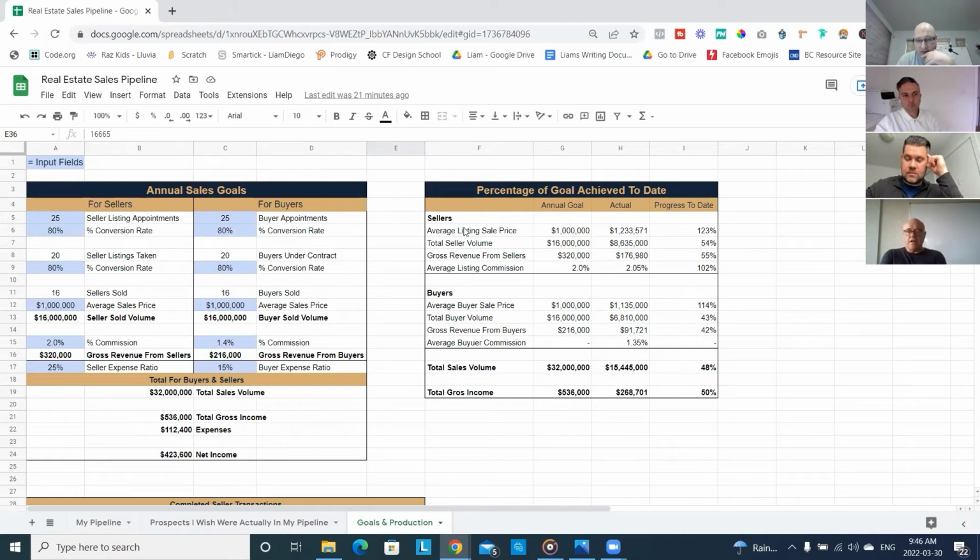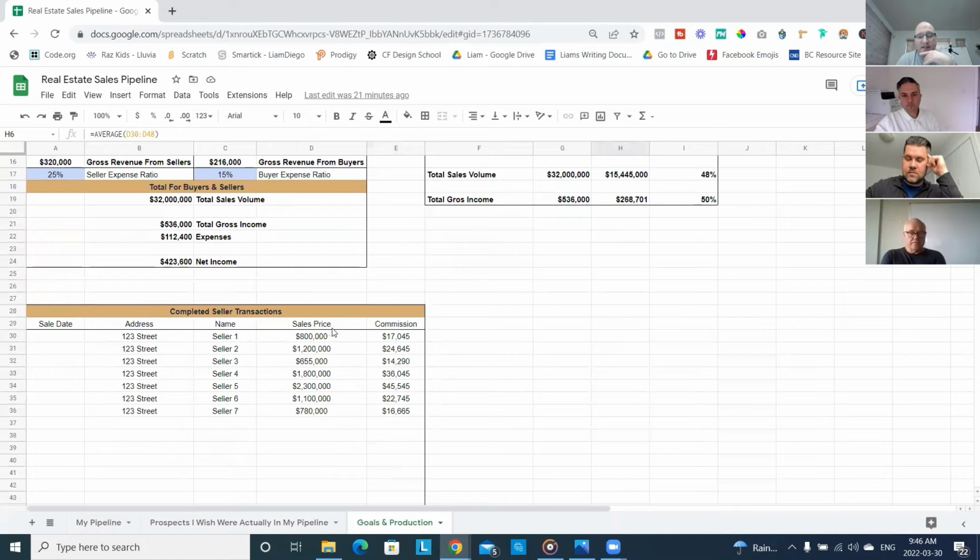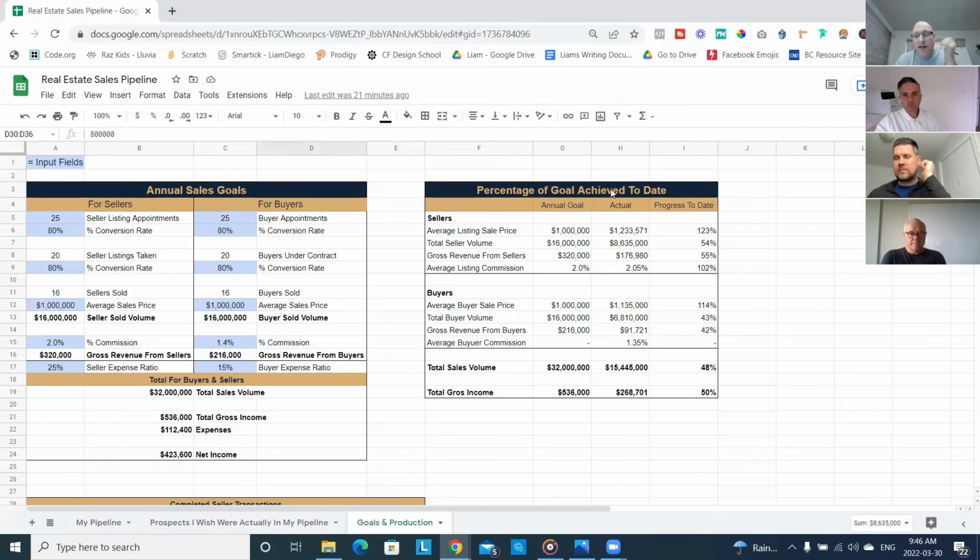And we have our sellers. So we have average sale listing price. If you said, I want my average sale listing price this year to be $1 million, it's going in there, your annual goal. Your actual is going to base off of the average of your actual transactions that you're doing. So you can say, oh, I'm progress to date. My average listing price is 23% above what I wanted it to be.